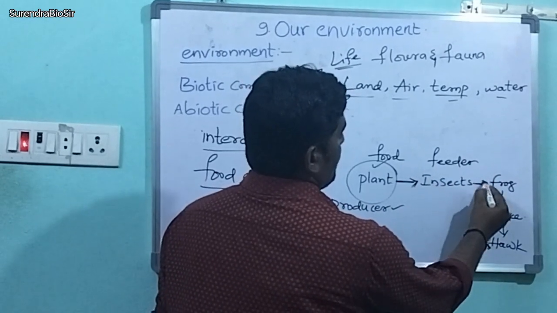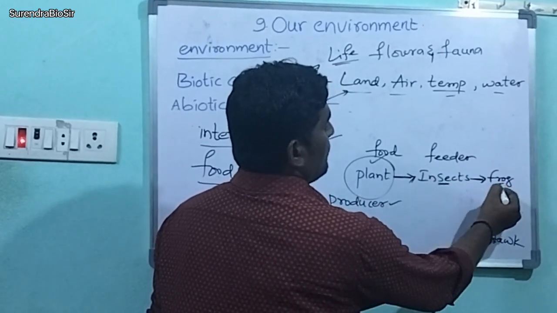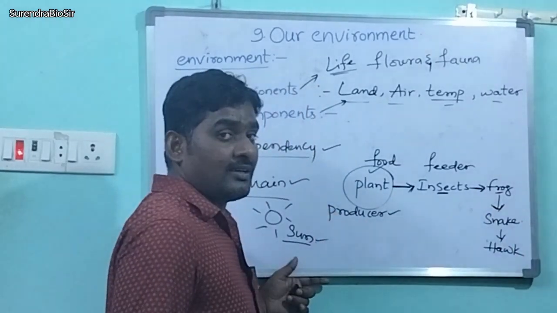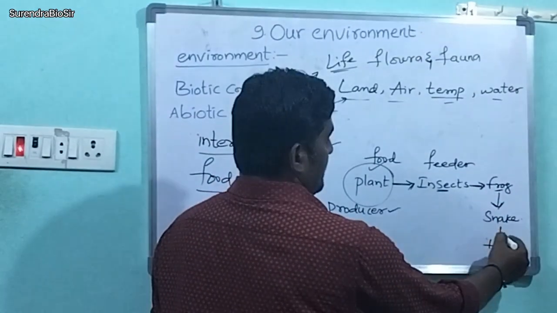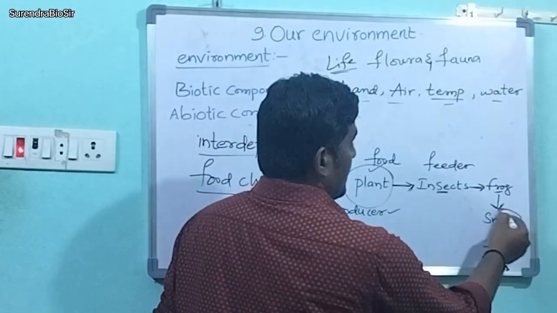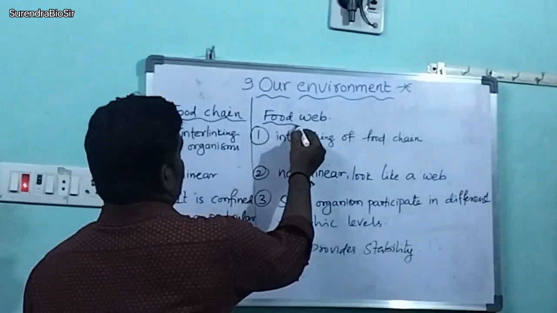So insects are eaten by a frog. So insects are food for the frog. Next, the frog is eaten by a snake. Then the snake is a feeder. Next, here the snake is eaten by a hawk. Then the snake is called food and the hawk is called the feeder.